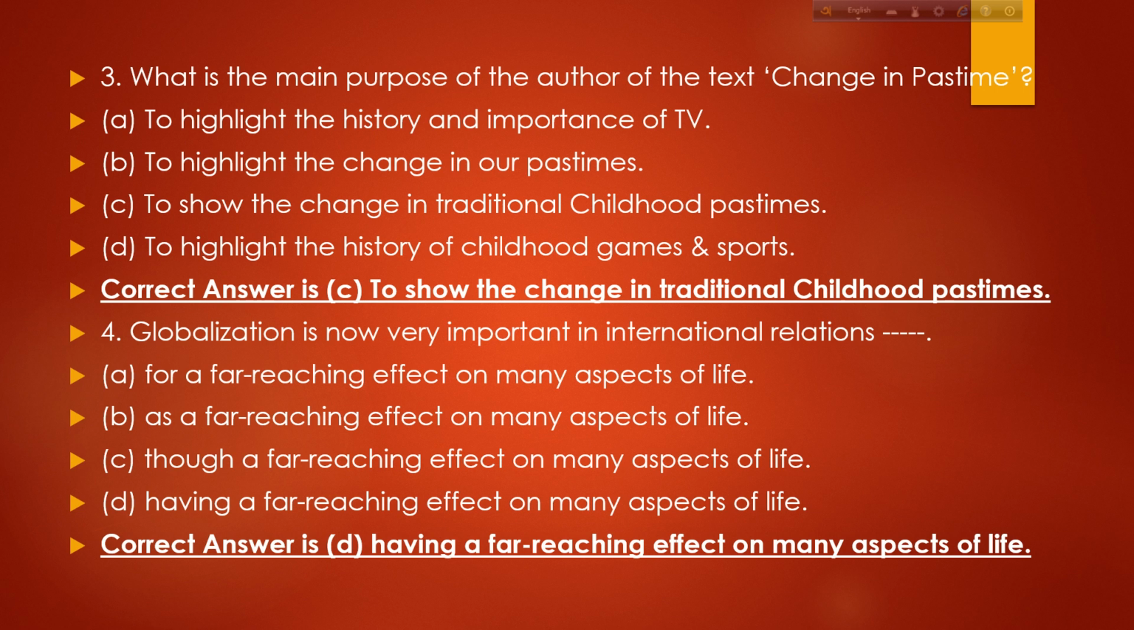Number 4, globalization is now very important in international relations dash. This is a matching sentence part. A, for a far-reaching effect on many aspects of life. B, as a far-reaching effect on many aspects of life. C, though a far-reaching effect on many aspects of life. And D, having a far-reaching effect on many aspects of life. So the correct answer is D, having a far-reaching effect on many aspects of life. The whole sentence is: globalization is now very important in international relations, having a far-reaching effect on many aspects of life.